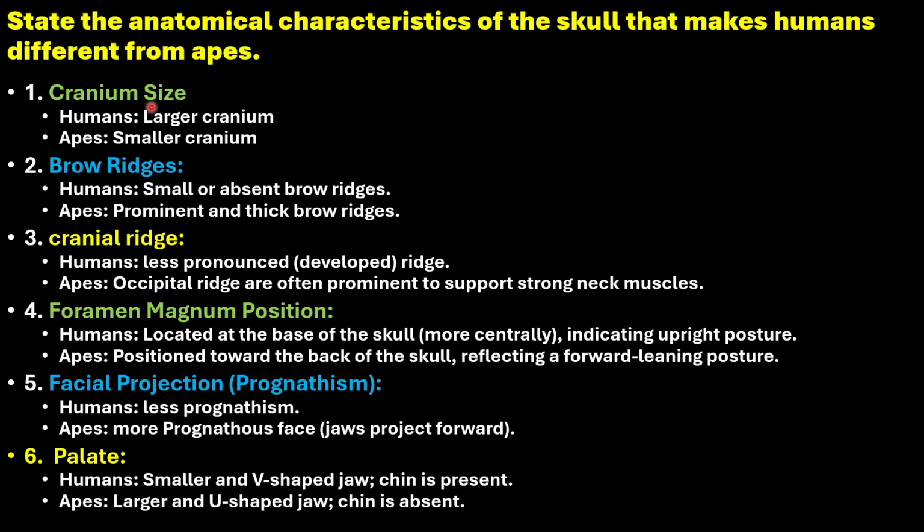So you talk about the skull size, and in this case, you have to draw a table to make your answering very perfect. Humans have a larger cranium. Apes, theirs are smaller. Then you go to the brow ridge. Ours is smaller or absent. Theirs is prominent and very thick. We talk about cranial ridge, foramen magnum, facial projection or prognathism, palate, and all the answers are here. You have to note how they differ in humans and then also in apes.